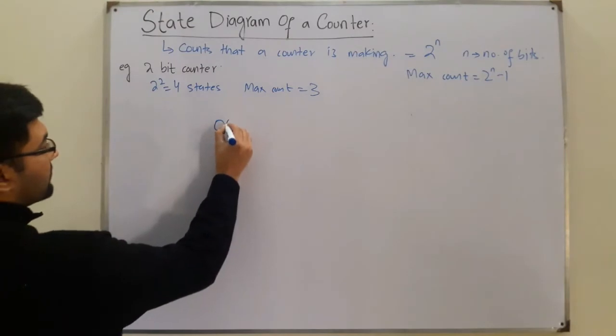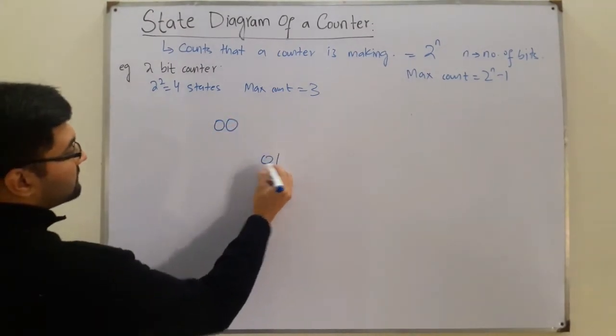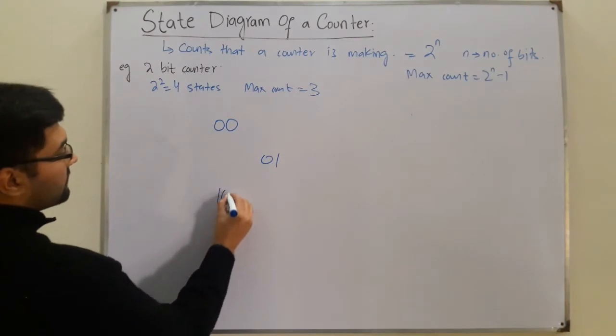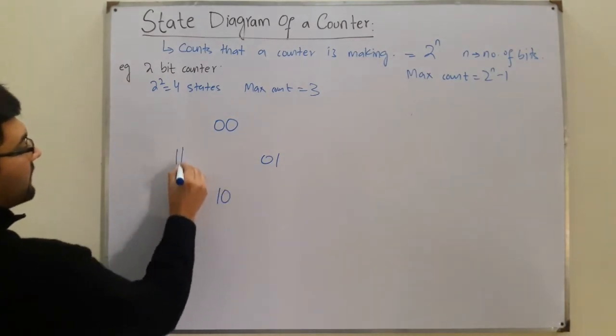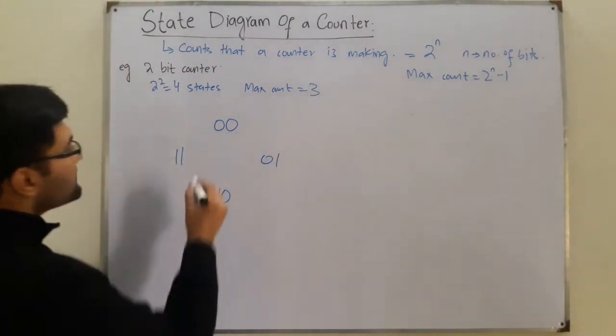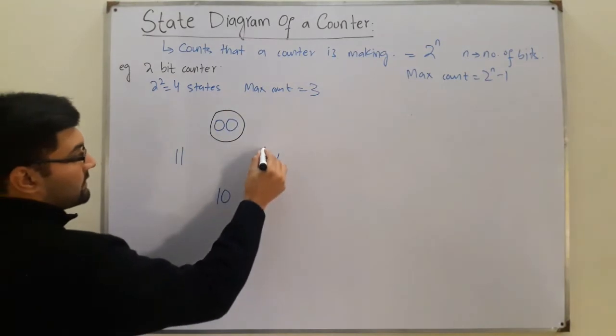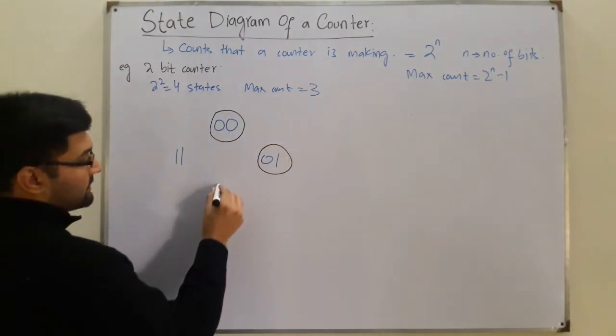Fine. So what is the first number that it counts? This is a 0, 0. Fine. The second is a 0, 1. The third is a 1, 0. And finally the 1, 1. So these are the states. You write it in this way. You encircle them like this.